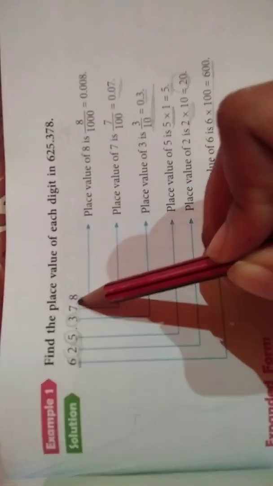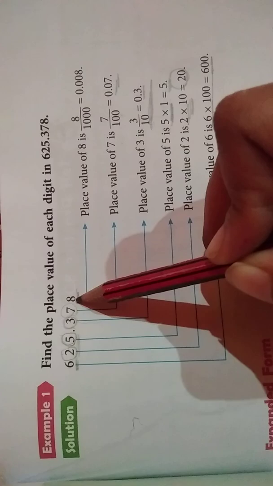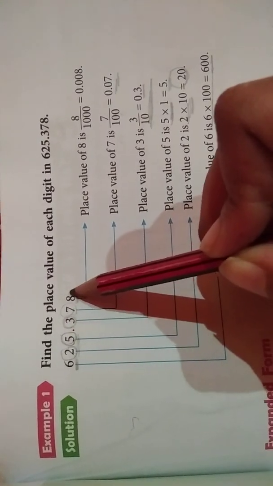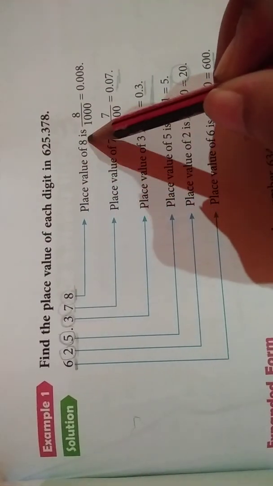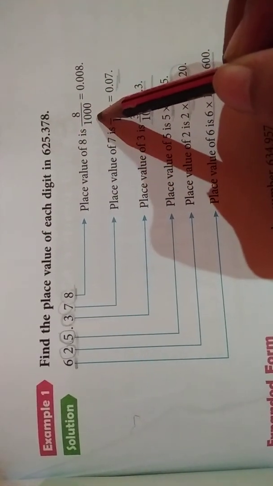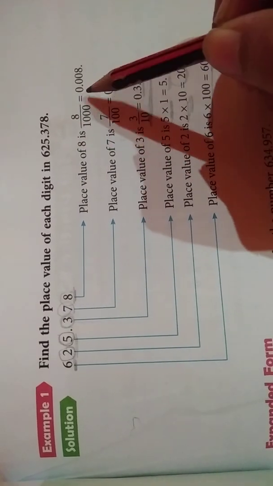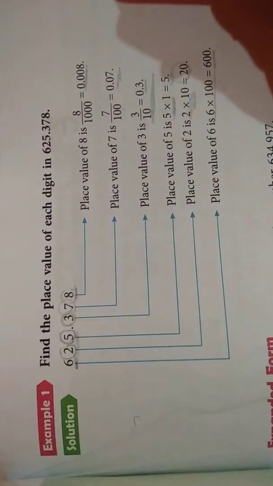Now look here, this is the third number after the decimal. So simply we will divide it by 1000. So what will be the place value for the 8 in this number? That will be 8 thousandths. That means 8 divided by 1000. So when we solve it, we will get 0.008.